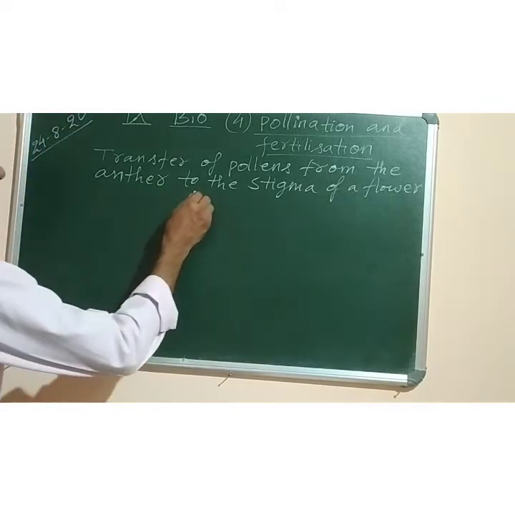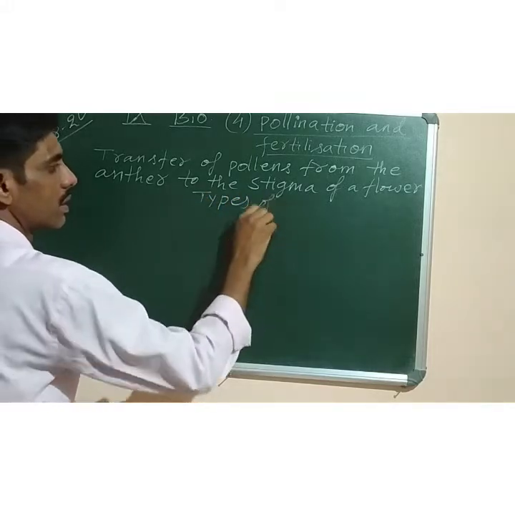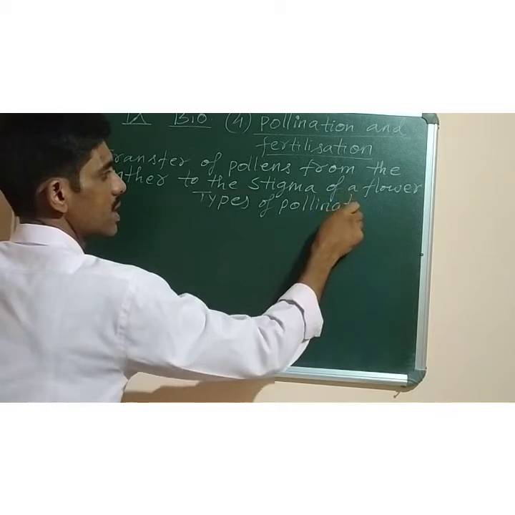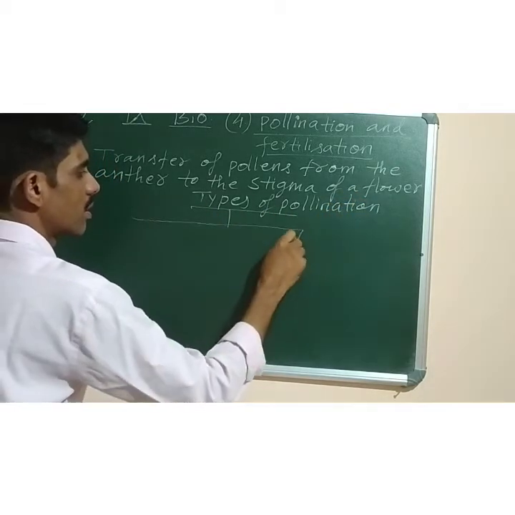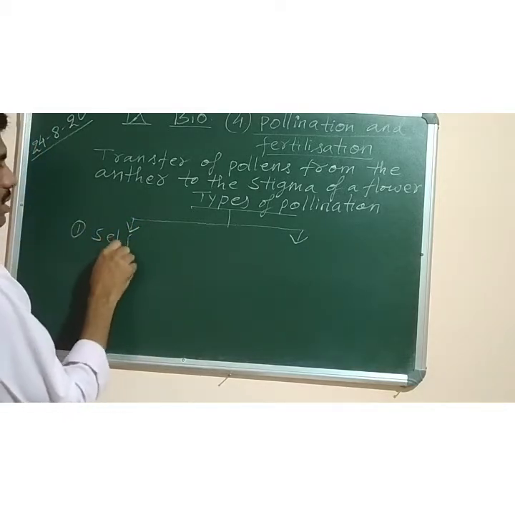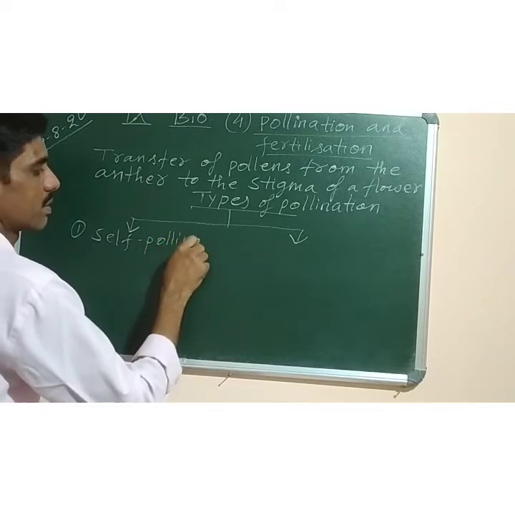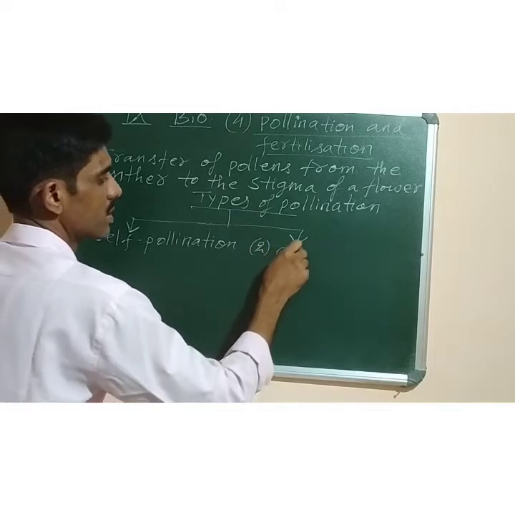Now next we have to study types of pollination. There are generally two types of pollination. What are they? Self-pollination and cross-pollination. Number one is self-pollination, and number two is cross-pollination.